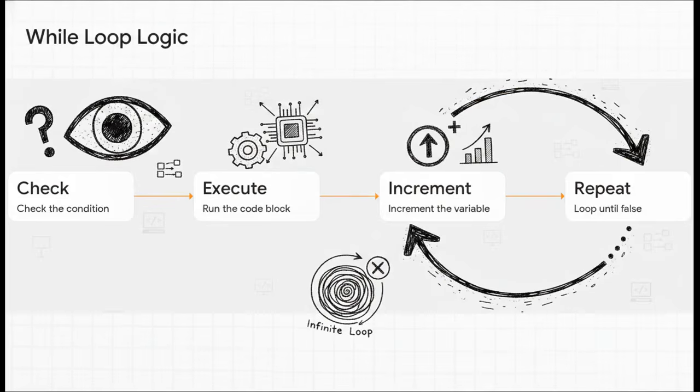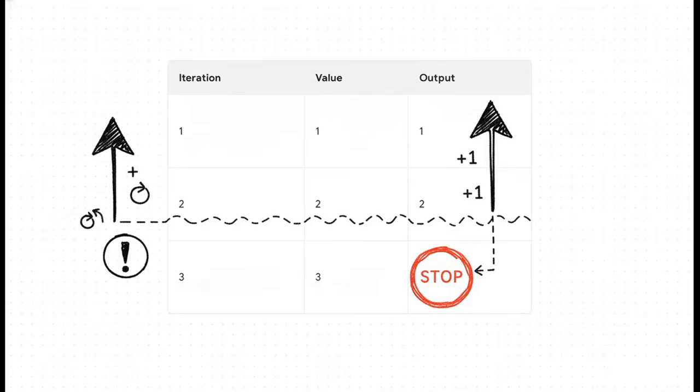The step-by-step logic here is absolutely crucial for your code's survival. First, you check your condition. Second, you run the code. And third, this is the big one. You have to increment your variable. If you forget that third step, you'll accidentally create an infinite loop that just runs forever and totally crashes your computer. Nobody wants that.